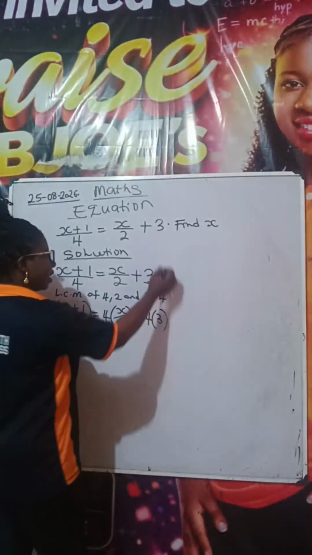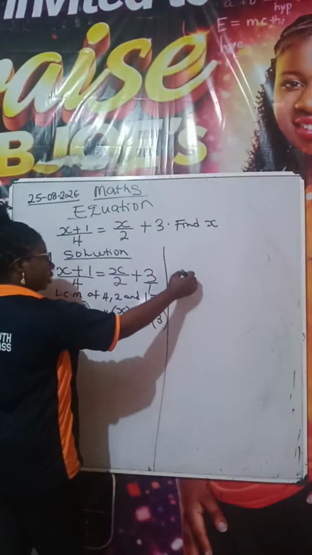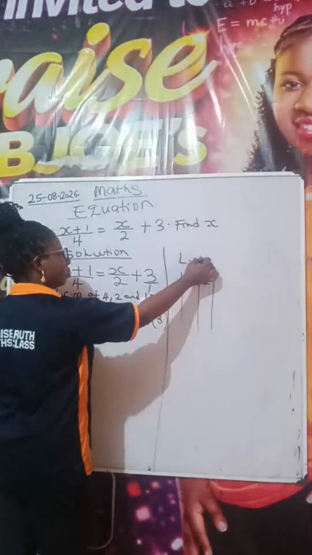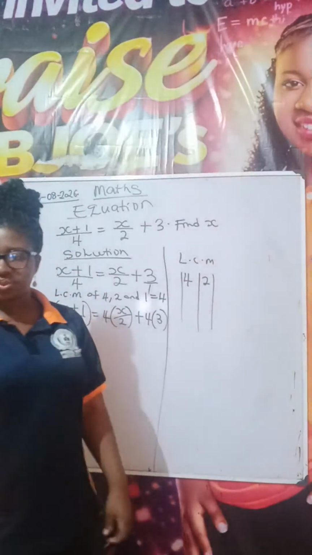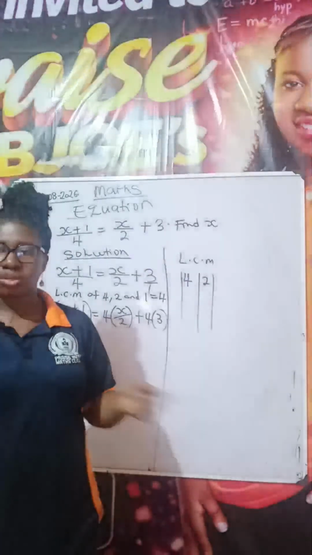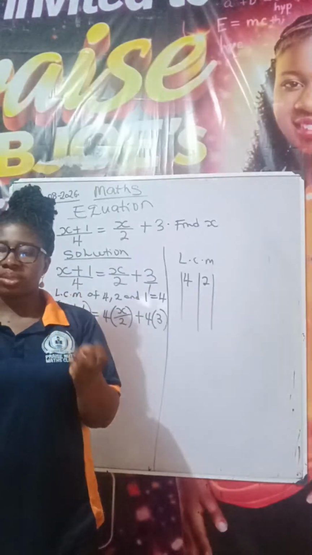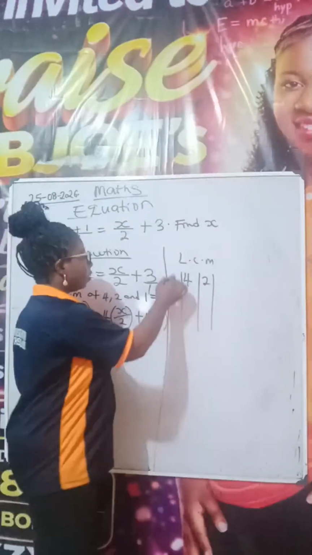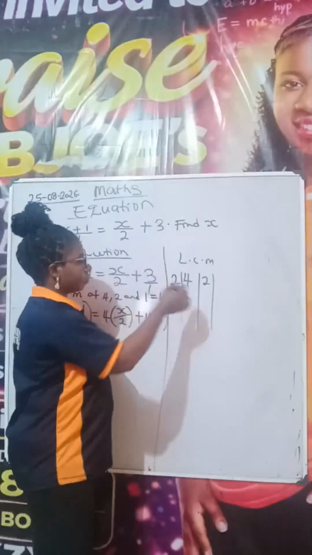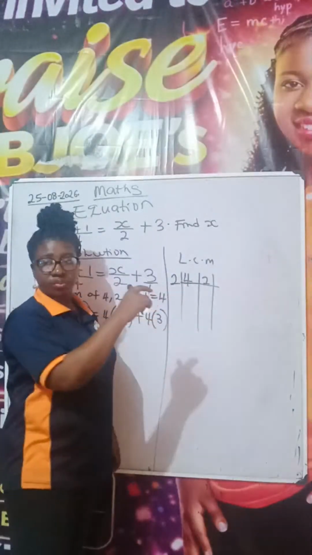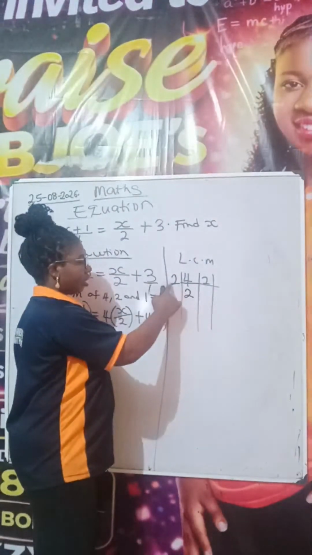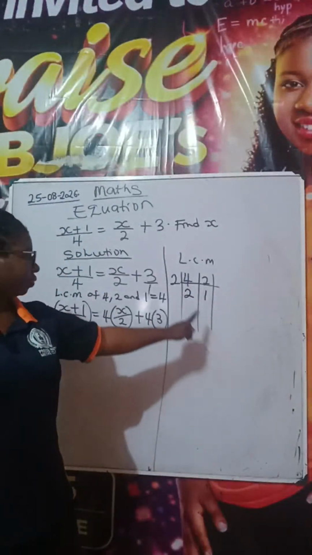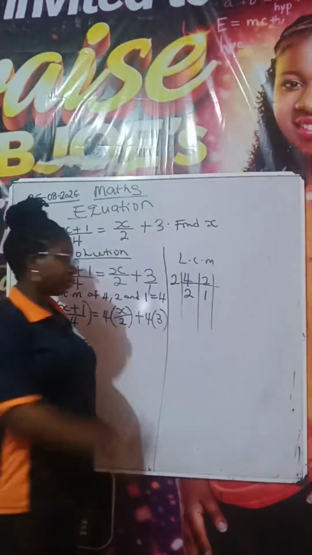How is it 4? Okay, somebody said, how is it 4? This is 4, this is 2. LCM means lowest common multiple. Now, what can divide 4 and 2? When you are looking for LCM, we use a small number to divide, starting with 2. So how many 2s do we have in 4? We have 2. Then 2 divided by 2 is 1. Now, I will bring out these 2 to divide.